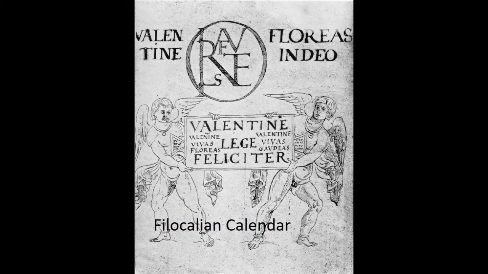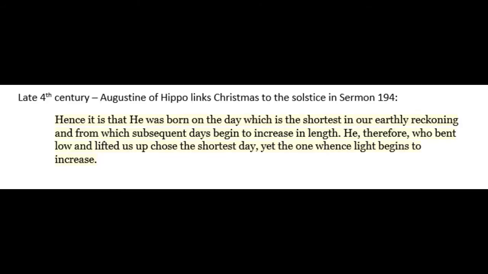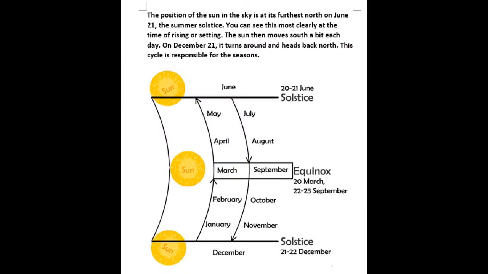Now, in the late 4th century, about 50 years later, there was a famous preacher named Augustine of Hippo, and he gave a sermon which said that Jesus was born on the solstice, so that every day after he was born, the day would get longer and longer.